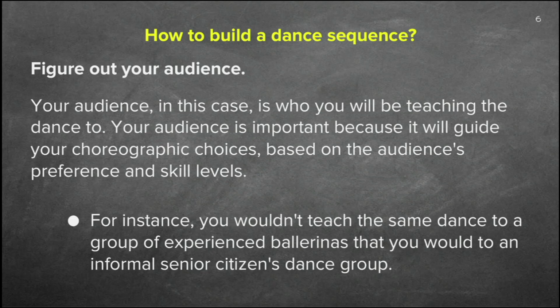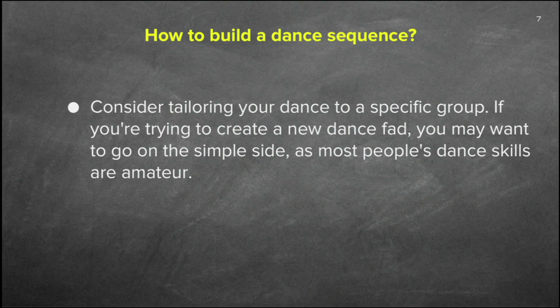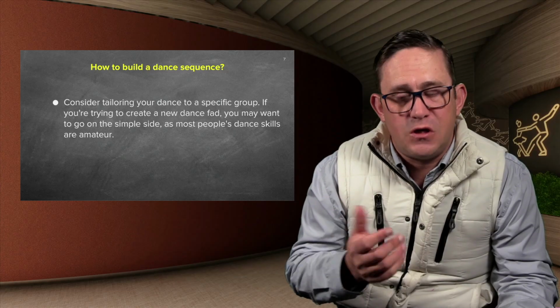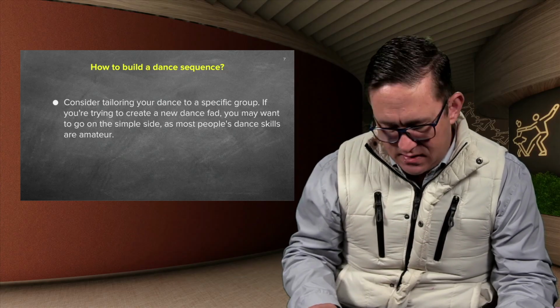For instance, you wouldn't teach the same dance to a group of experienced, let's say, ballerinas as you would to, for example, informal senior citizens. Remember, they will never be able to do very advanced moves, so you have to make it as easy as possible and attractive as possible. Consider tailoring your dance to a specific group. If you're trying to create a new dance fad, you may want to go to a simple side, as most people's dance skills are of an amateur genre style, if you can say that.